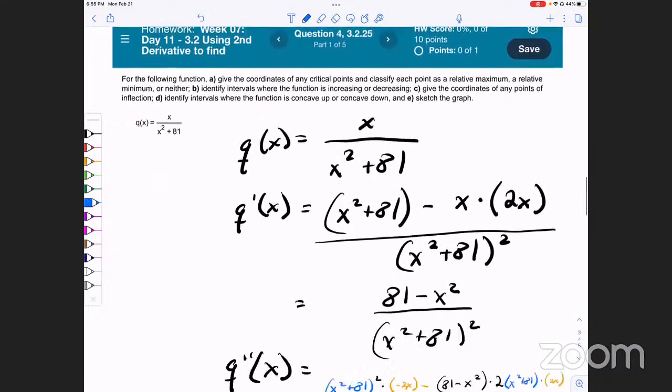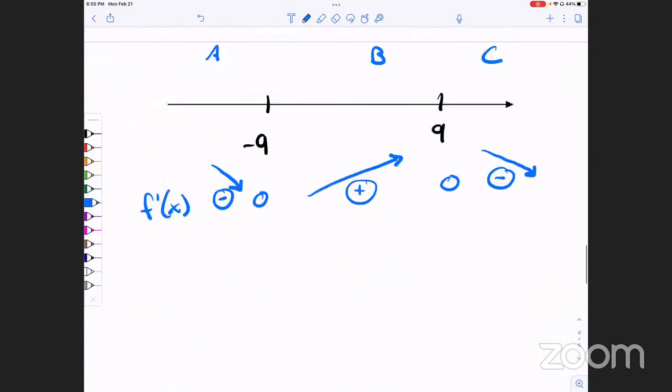So now, that means that -9, this should be what? A relative minimum value. And this should be a relative maximum value. Okay. And then we just need to find the corresponding y from the original.